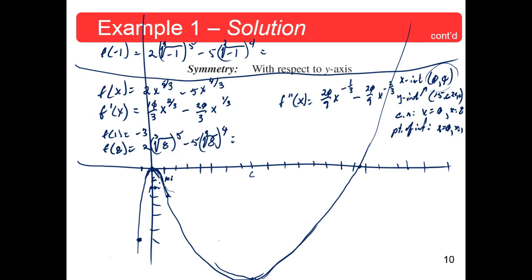Then from 1 to 8, your function is negative. Your first derivative is negative, and your second derivative is positive, meaning concave up. And at x equal 8, you have minus 16, which we made up down there. First derivative is 0, meaning you have a potential critical value, and your second derivative is positive, which tells you that critical value is a local minimum. As that second derivative is positive, it's concave up at that critical point, which means it has to be a relative minimum.